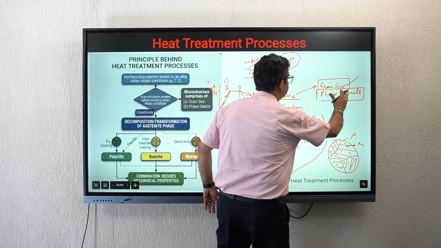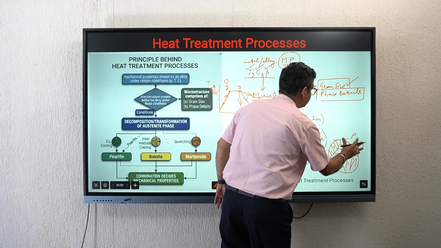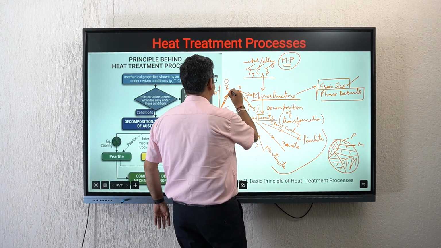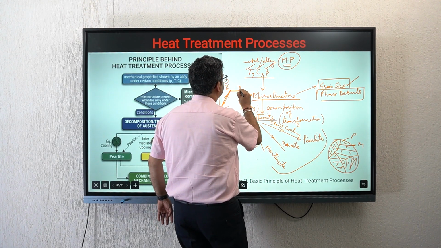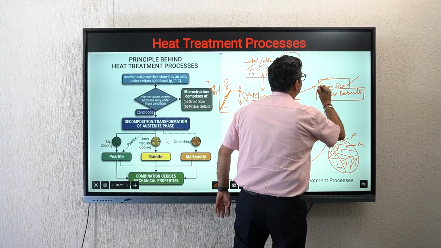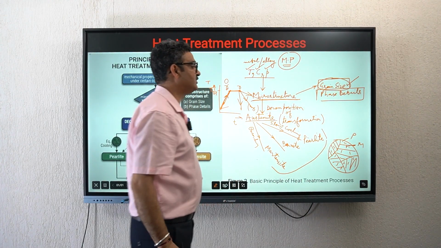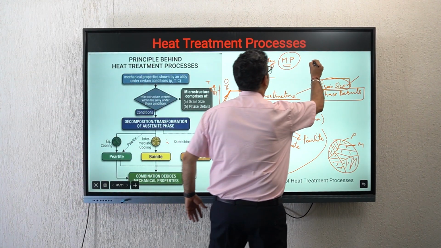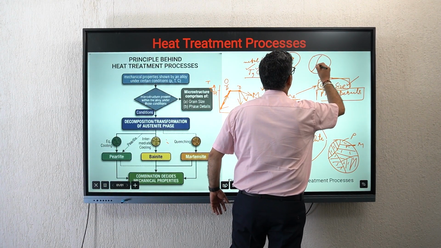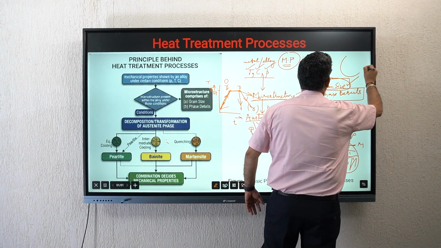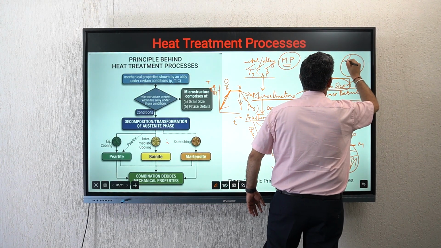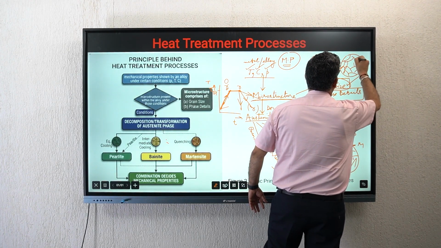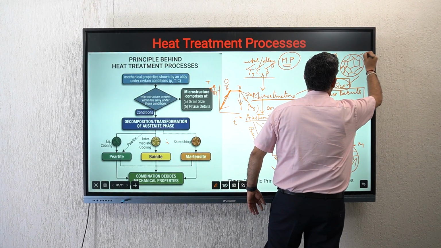But phase details, what phases would be seen in the microstructure, that is governed by the way you cool the steel. So the first step and the second step of heat treatment will freeze this portion of the microstructure. What type of grains are going to come? If you heat to a very high temperature, maybe very coarse grains would come. If your heat treatment temperature is lower, the grain size would be fine, right? So this is all austenite still.